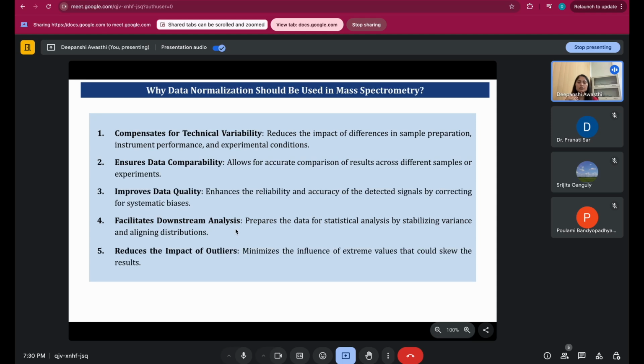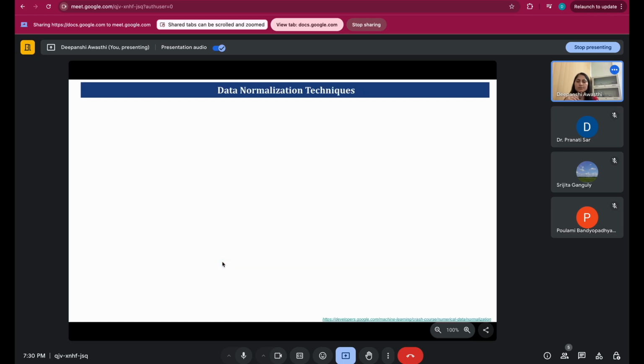Then it facilitates the downstream analysis. Obviously, if you are removing all those errors, then downstream analysis will be smoother, because you are removing all the variances which are not of your need, and you are aligning the distributions. Then it reduces the impact of outliers. Outliers are the values which lie far away from the whole data. So in that case you are removing that outlier, so that you can analyze the other data in a better way. And that outlier could also be due to contamination, or it could skew your distribution. So normalization helps you to reduce that impact as well.